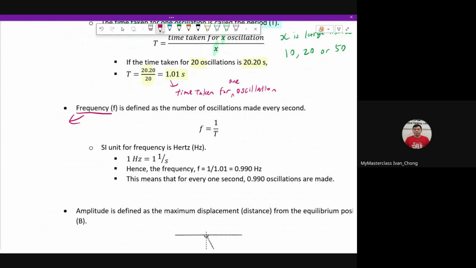Now, what is this frequency over here? This is how many oscillations in 1 second. Okay, so basically how many times something repeats itself in 1 second. So if you clap your hand, if you clap one time every 1 second, your frequency will be 1.